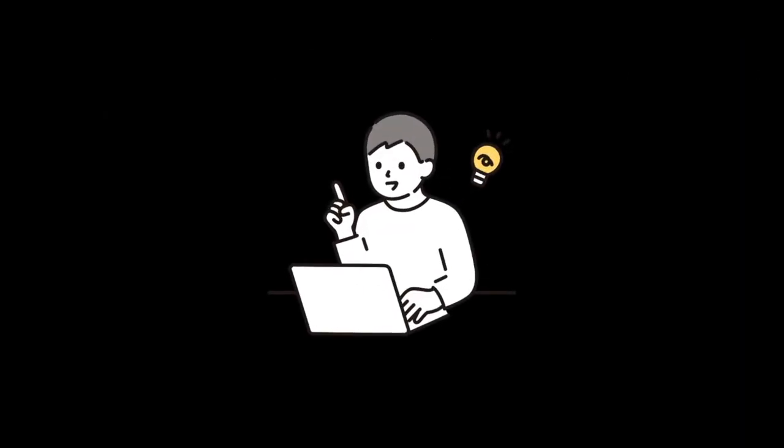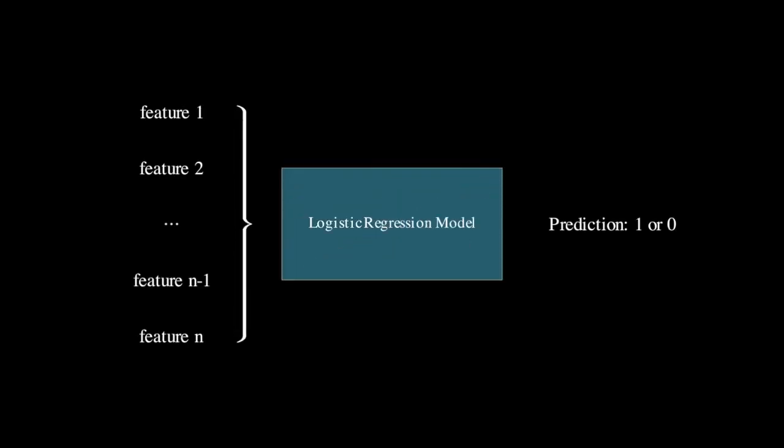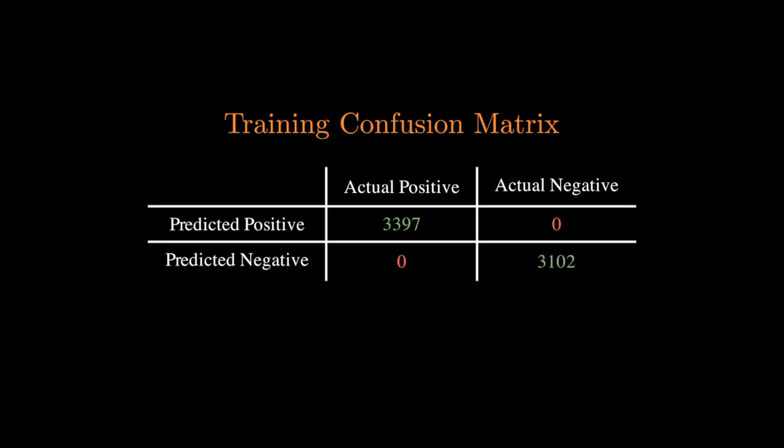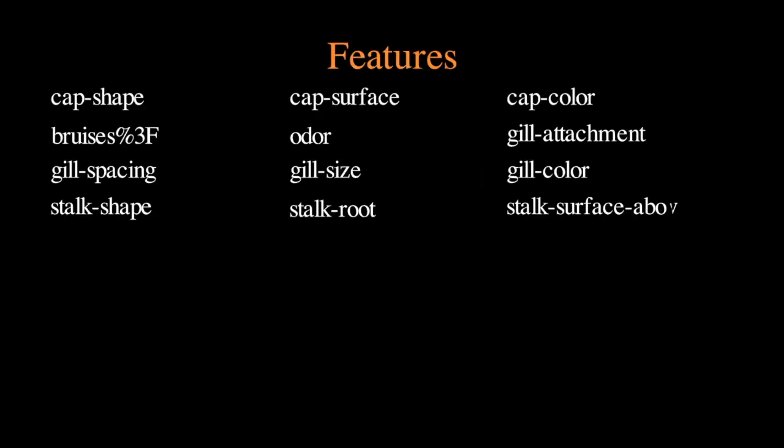Jerry remembers the data analysis course he once took and creates a logistic regression model that takes features in and outputs the predicted class. In this case, it takes the mushroom features and outputs edible or poisonous. He looks at the confusion matrix for his training and testing set and notices that all of the mushrooms were correctly classified.